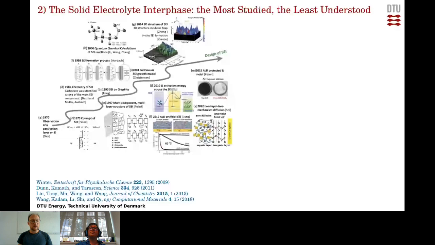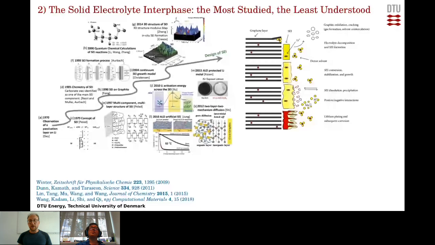This was seen for the first time in the 70s, when people saw a passivating layer on top of lithium. And up to now, people have been studying and trying to understand how to practically work on the material and on the electrolyte to control the formation of the SEI layer. But what is the SEI? The SEI is a passivating film that is formed on the anode electrode, typically graphite, and is formed already from the first cycles of a battery, but the formation and the degradation go on for all the life of a battery.